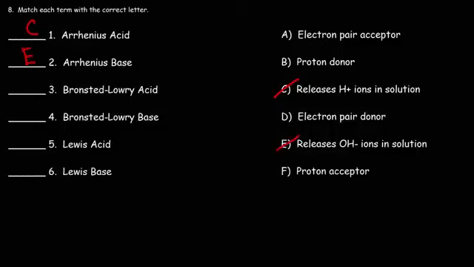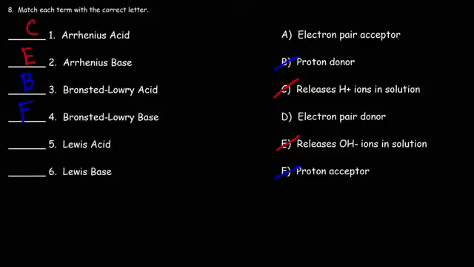Now what about the Bronsted-Lowry definition of acids and bases? What can we say about that? The Bronsted-Lowry acid is a proton donor. The Bronsted-Lowry base is a proton acceptor. So number 3 is B, number 4 is F.